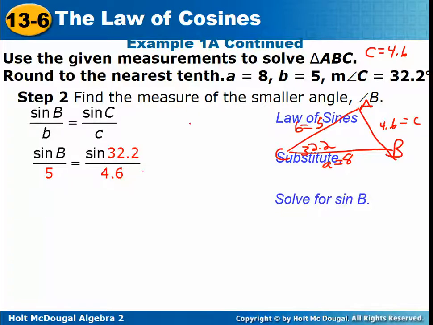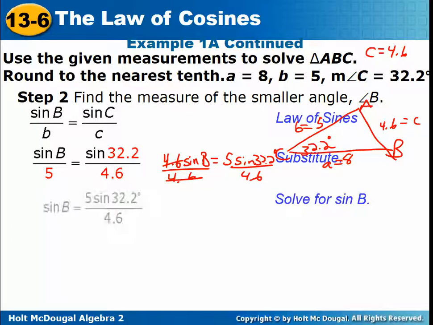So before we get to that point, we would say, okay, I'm going to cross multiply: 4.6 times the sine of B is equal to 5 times the sine of 32.2. Then I can divide both sides by the 4.6 in order to solve for sine of B. So sine of B equals 5 times the sine of 32.2, all divided by 4.6.